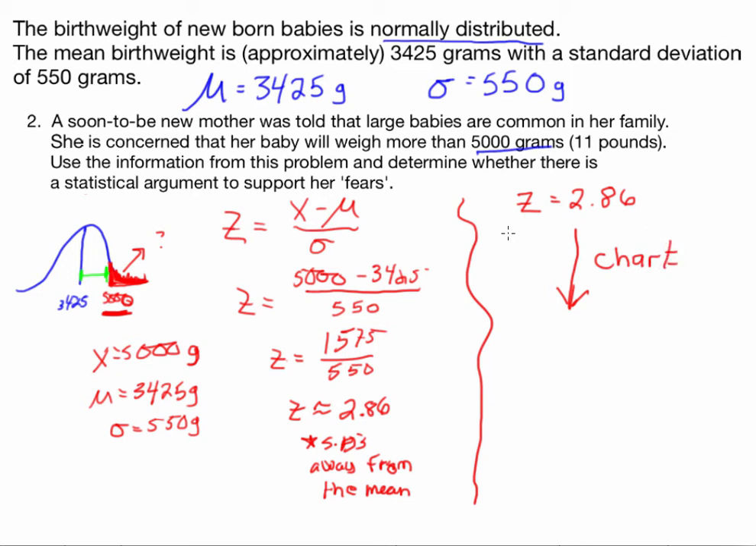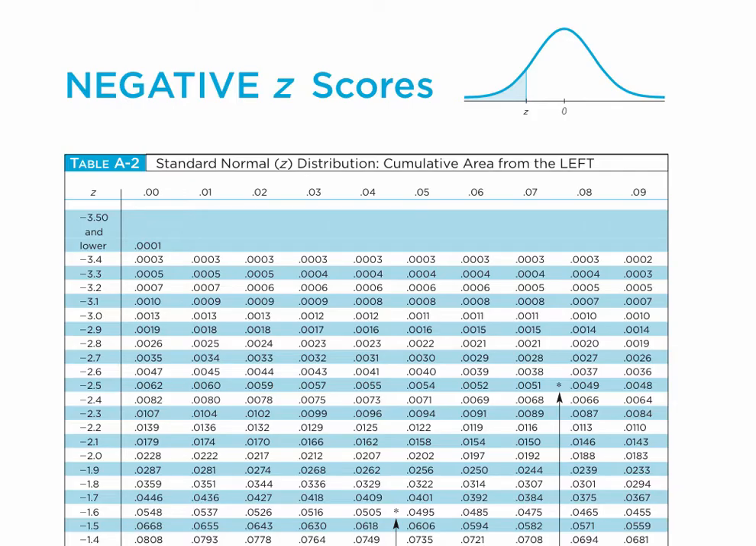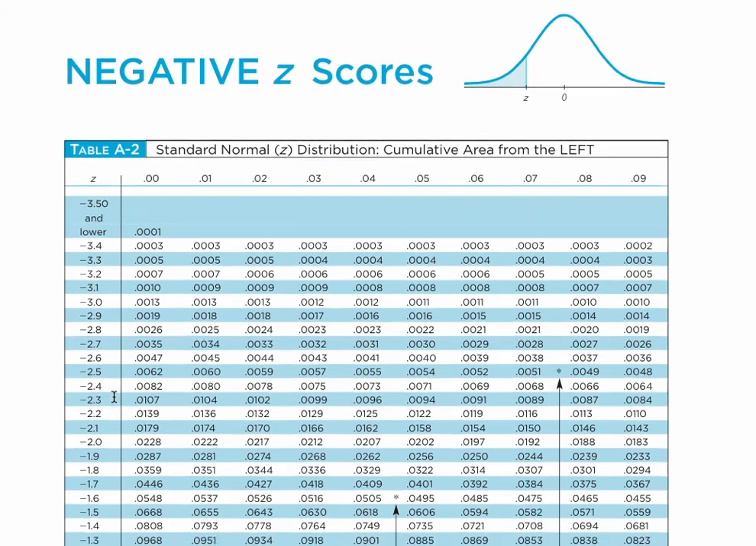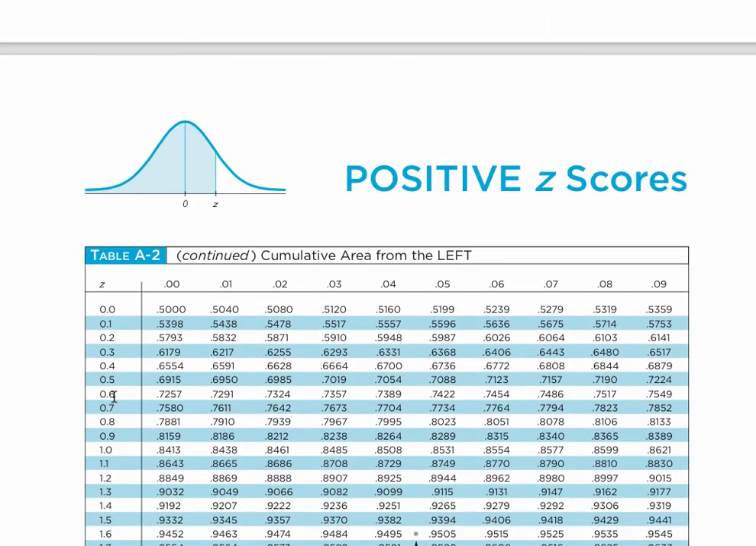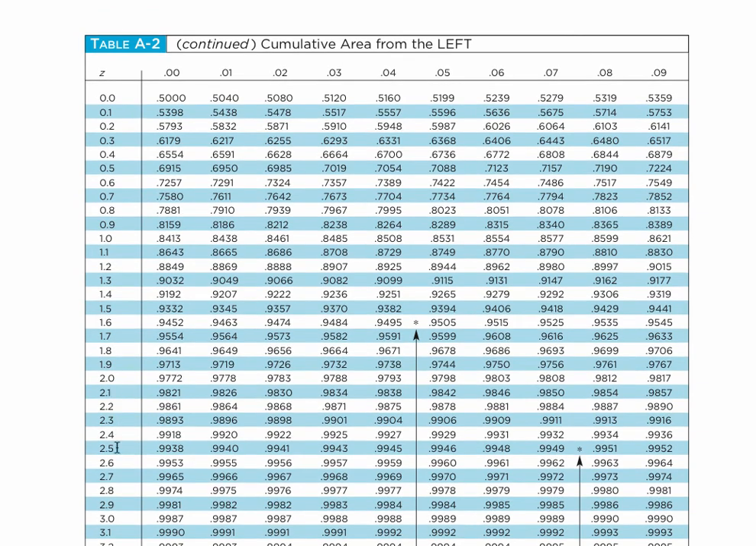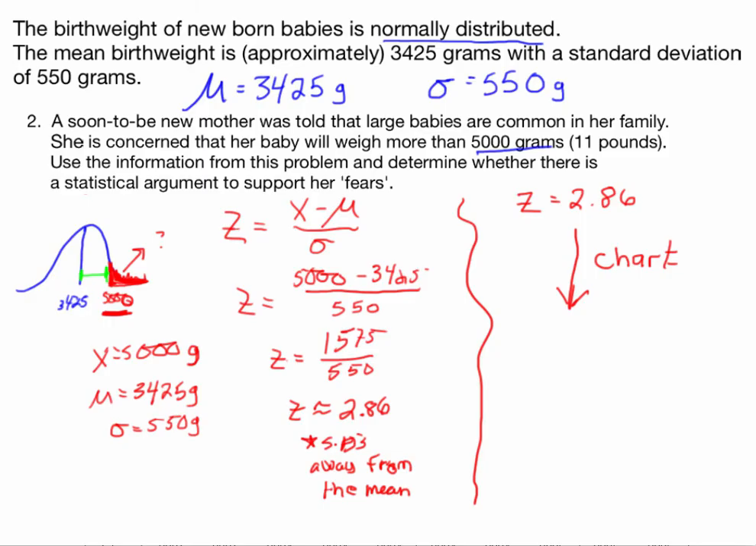So hopefully you have that printed out. I'm looking up 2.86. So if I go down to the positive z-scores, here's 2.8. That's right here. And I want to go over to the column relative to the 6 in the hundredths place. The value I'm looking for is 0.9979. Now consider what this is giving us. 0.9979, which is also, in this case, 99.79%.